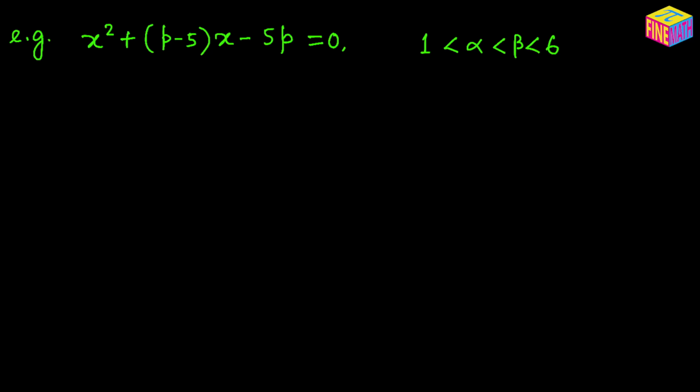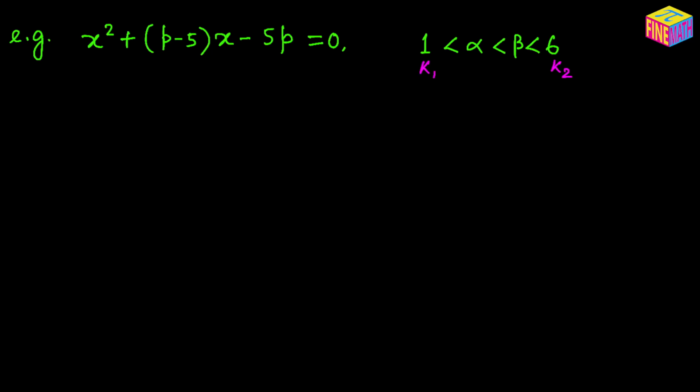Suppose we have an example like this. We have a quadratic equation which is x squared plus p minus 5 times x minus 5 times p equals 0, and we have to find out the values of p for which the two roots of this quadratic equation, alpha and beta, will be between 1 and 6. So this is essentially our k sub 1 and this is our k sub 2. So we are saying that the two roots will be between k sub 1 and k sub 2, which is positive 1 and positive 6.